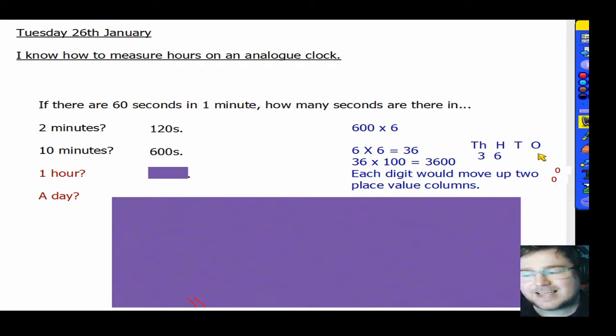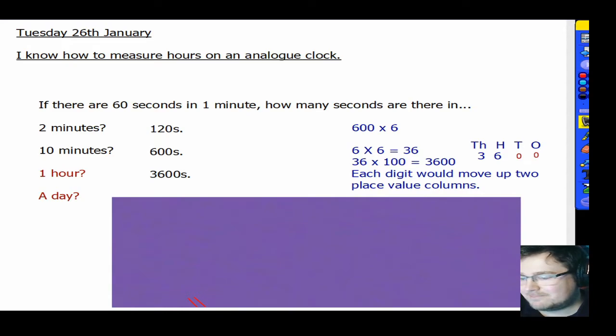So now our 3 isn't a 10 anymore, it's 1,000. And our 6 isn't a 1 anymore, it's 100. But do not forget to drop in your place values. So 3,600, that's how many seconds there are in 1 hour. Don't go in time it. Please don't. You'll waste literally an hour of your time.